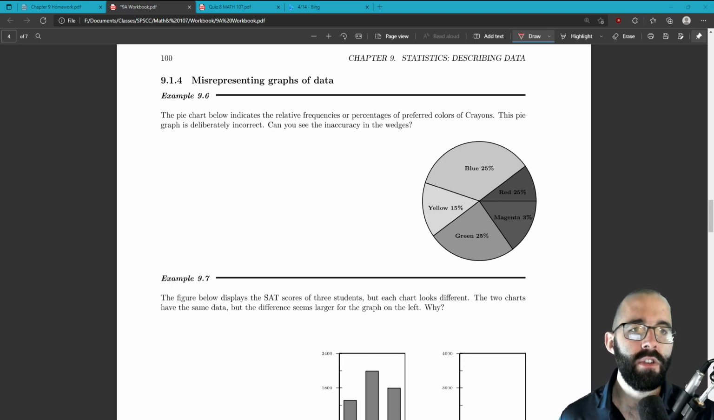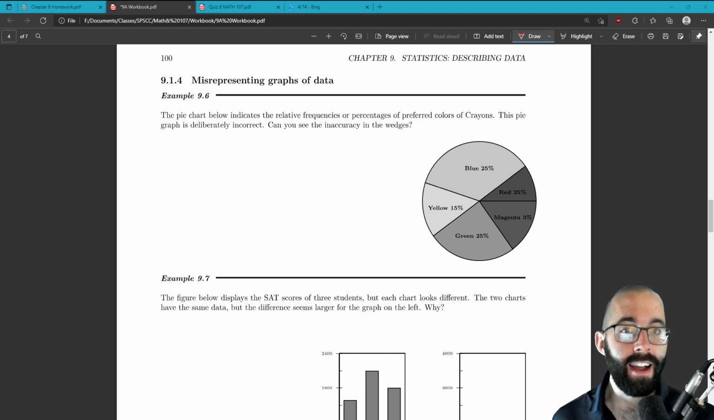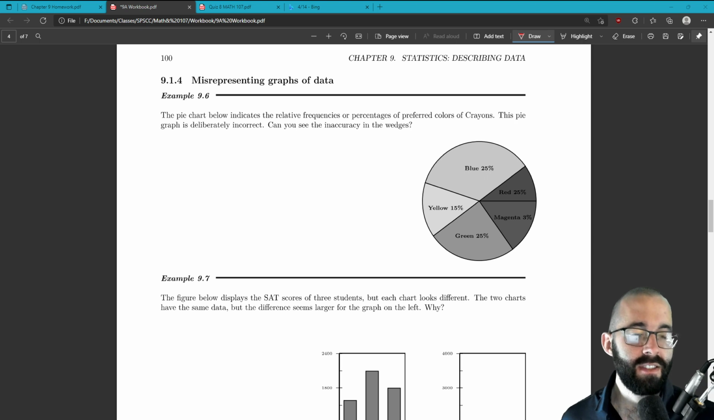In example 9.6, we have a pie chart, and it indicates the relative frequencies or percentages of preferred colors of crayons. This pie graph is deliberately incorrect. What's the inaccuracy? Take a moment, look at this, and figure out what is wrong.